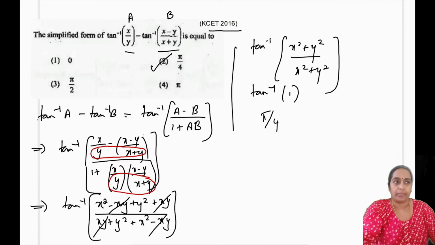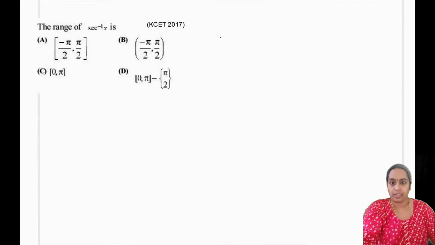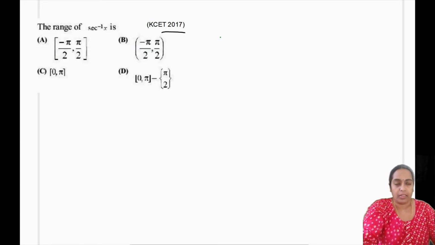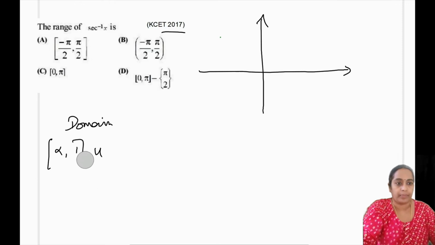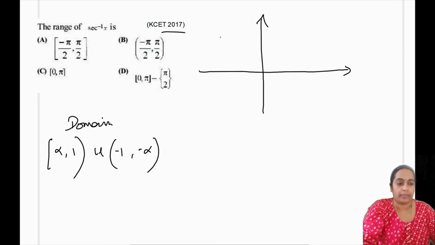Question number 4. So this question is from KCT 2017 question paper. The question says, range of secant inverse x. So we need to draw the secant inverse graph now. So let's draw the graph. So the domain of secant inverse x is going to be infinity comma 1 union minus 1 comma minus infinity. So this is your domain.